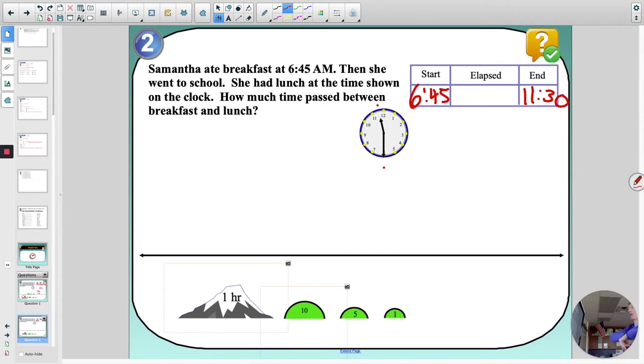So now we need to figure out how much time passed between 6:45 and 11:30. Well, I can just add up the hours. So 6, 7, 8, 9, 10, 11. So that's 5 hours, but it's not quite, because that would put me at 12:45. So I'm going to go 4 hours.